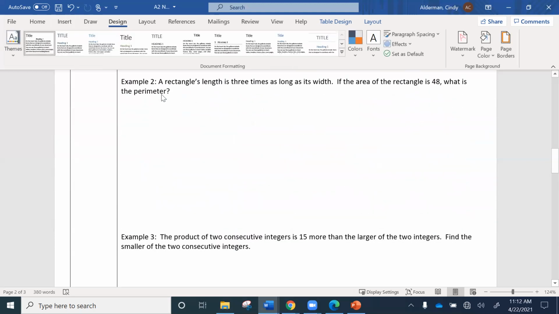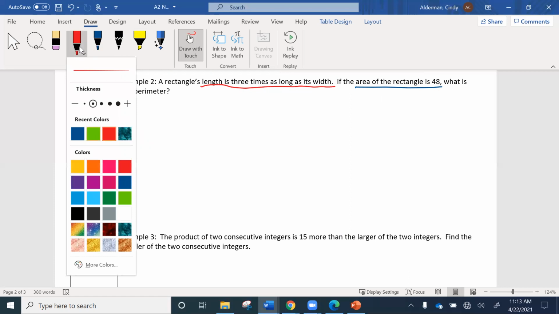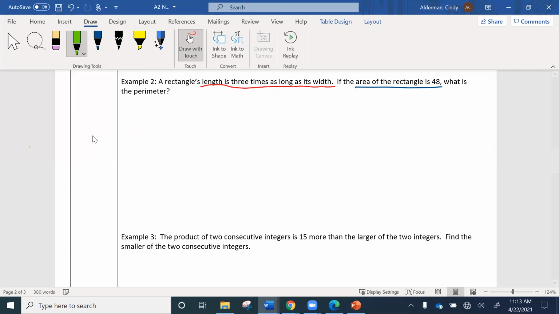All right, example 2 says a rectangle's length is 3 times as long as its width. Let's do a little color coding with this one. The length of a rectangle is 3 times as long as its width. And then they also say that the area of the rectangle is 48. Then this is a two-part question, right? Because once you figure out what the length and the width are, this is how they try and trick you. The final question is, what is the perimeter?